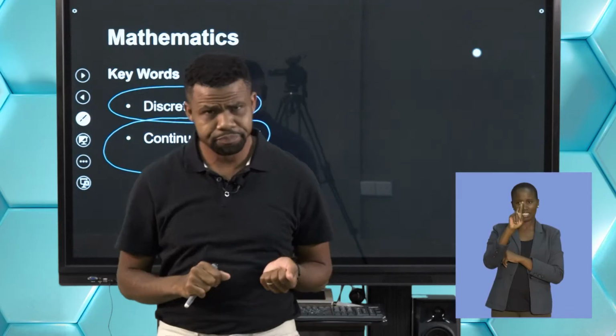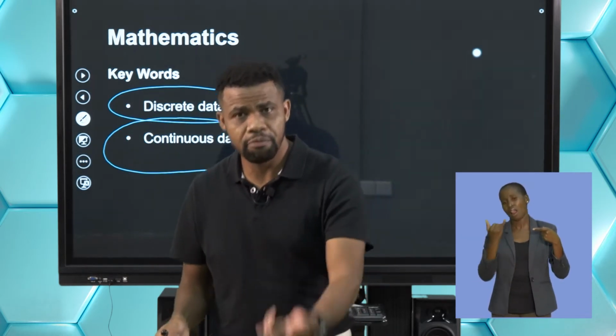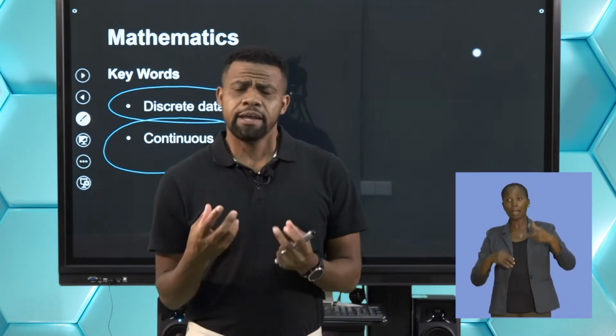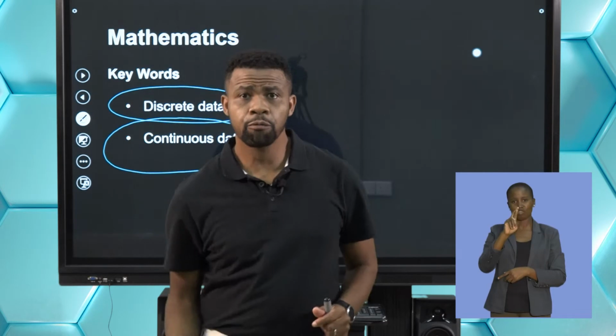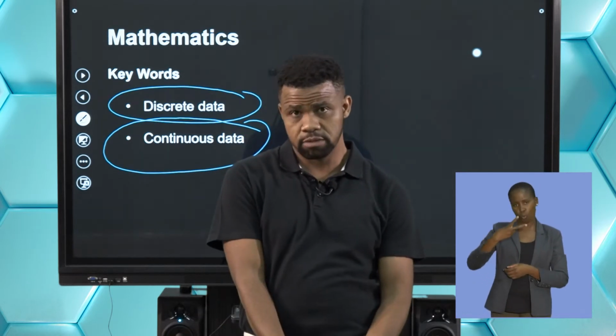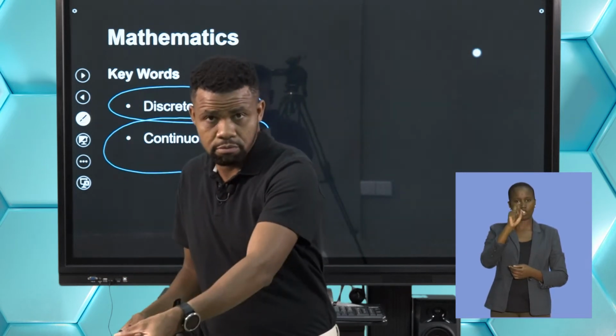Now, we're going to look at more keywords, which are discrete data and continuous data. Discrete data is like specific values, like 1, 2, 3, 4, 5. That's discrete data. If I roll a die, I can get 1, 2, 3, 4, 5, 6, which is discrete data. It takes a specific value.